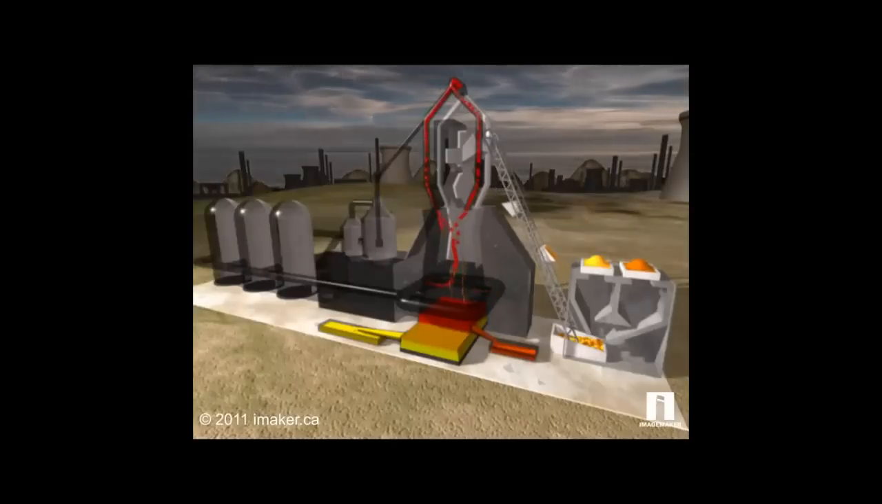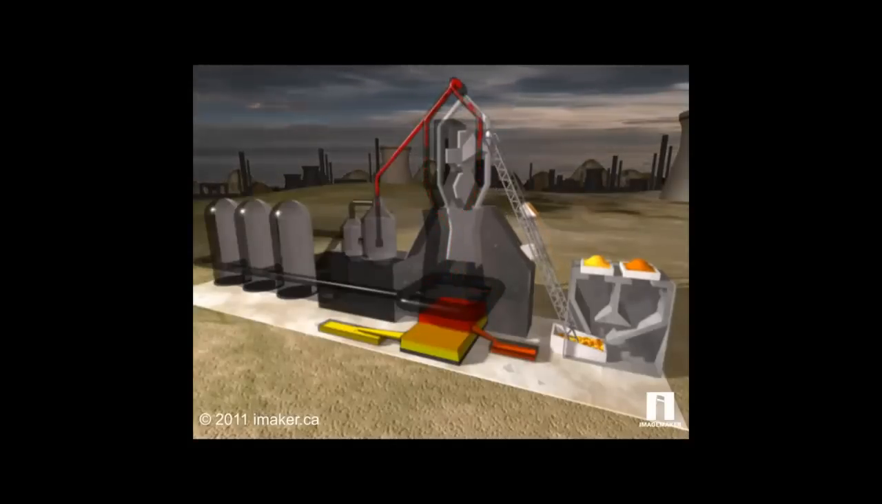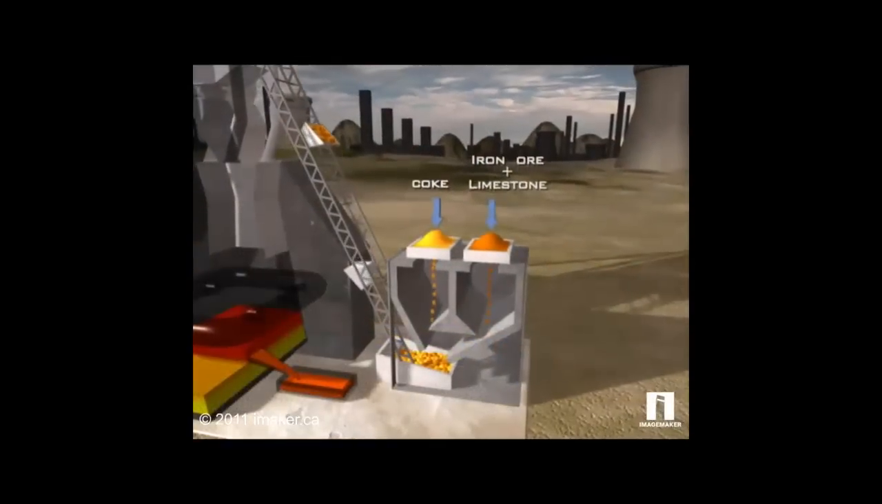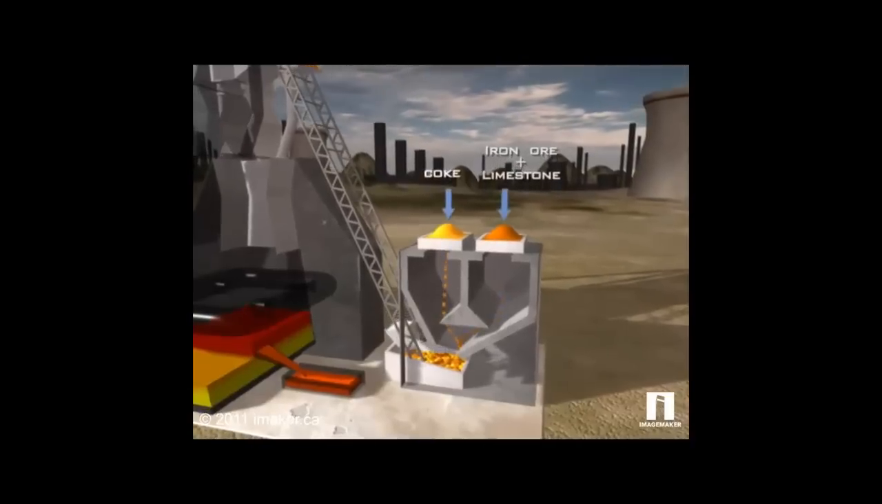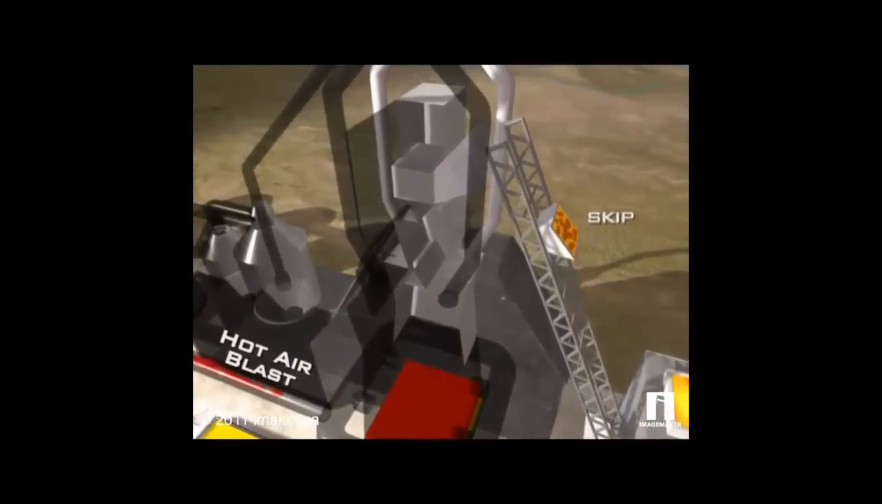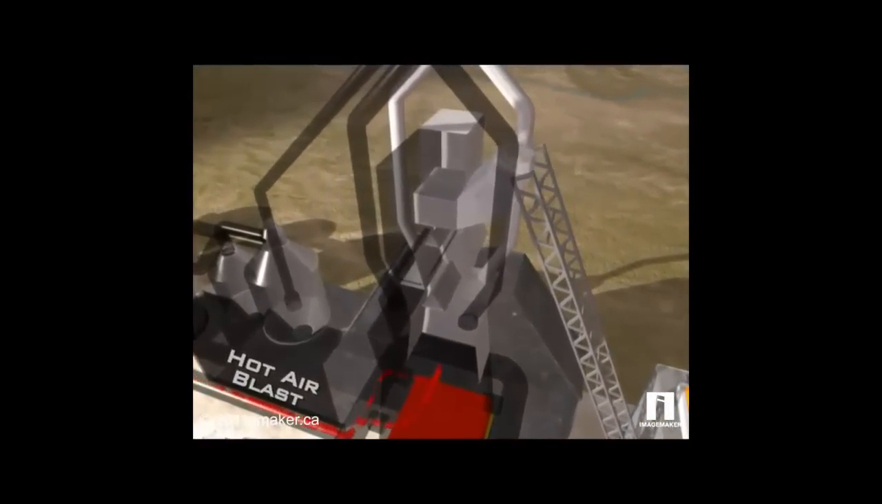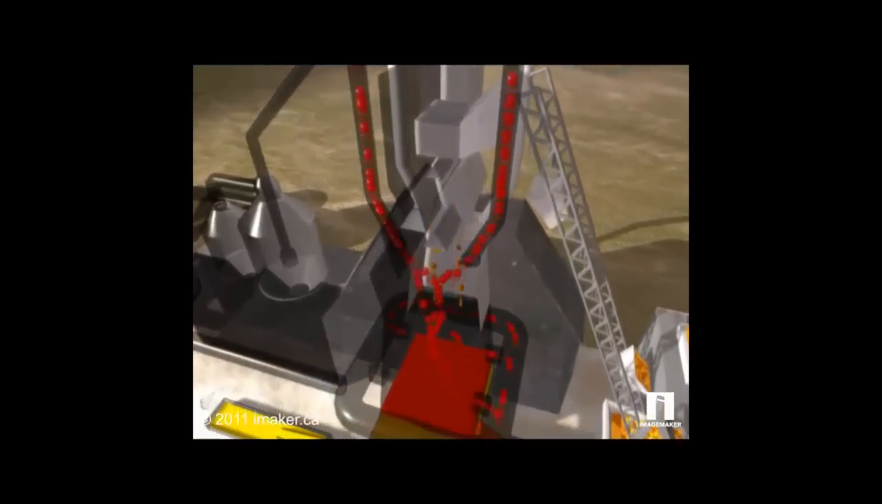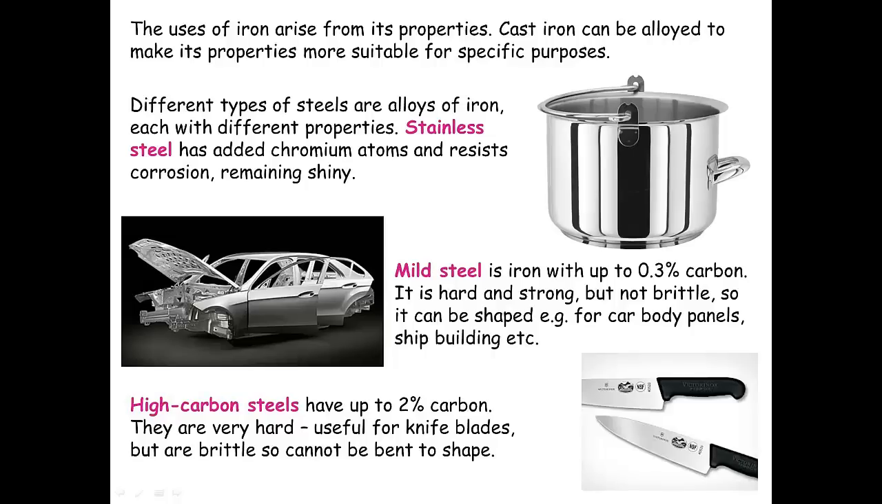The reason that iron can be extracted in this way is because it's below carbon in the reactivity series, and therefore carbon can displace the iron from the iron oxide, producing iron metal and carbon dioxide. The iron produced in the blast furnace is rarely used as pure iron. Instead, a number of alloys of iron can be produced which have different and important properties.